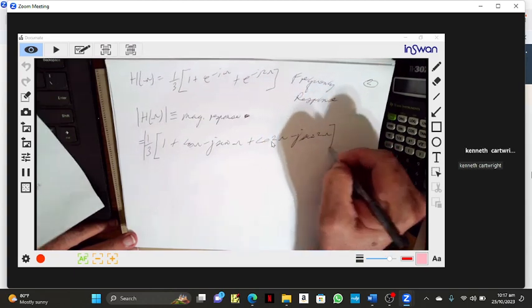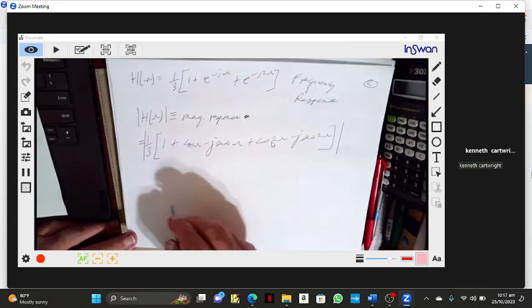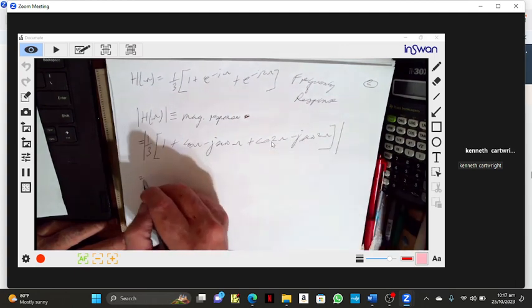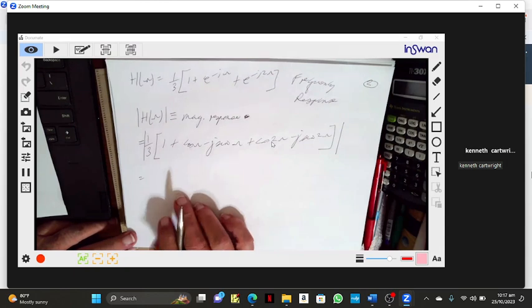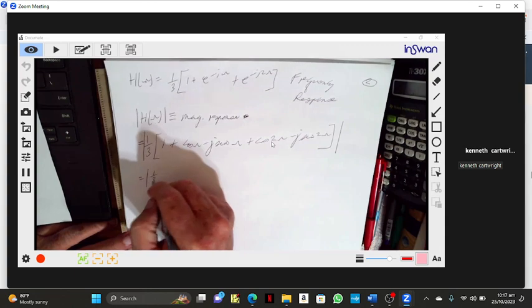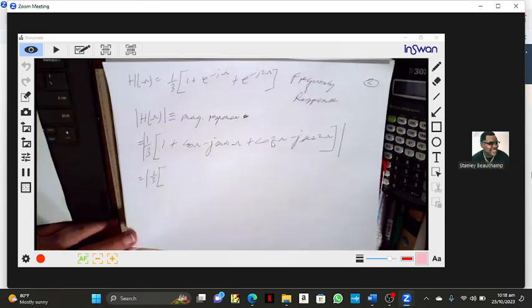Okay. And now this is a complex number. What do we do? Square roots. No. Okay, we're not there yet.